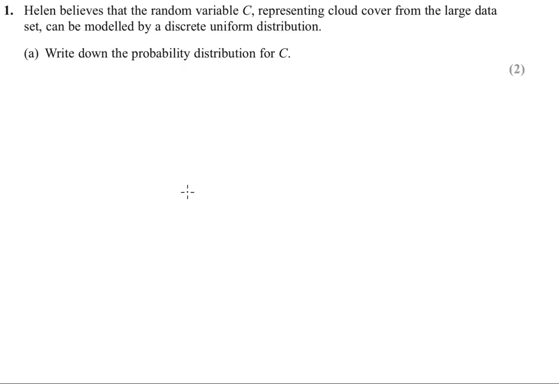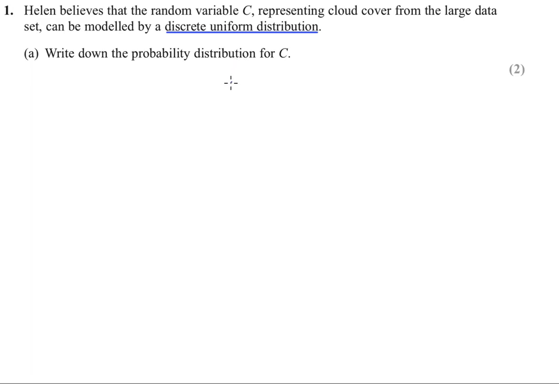Okay, this is the 2018 Edexcel applied paper, starting with the stats section. Question 1 says that Helen believes that a random variable C that represents the cloud cover from the large data set can be modelled by a discrete uniform distribution. Discrete uniform distribution.